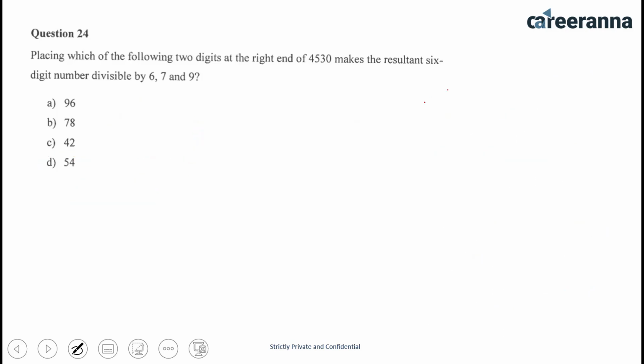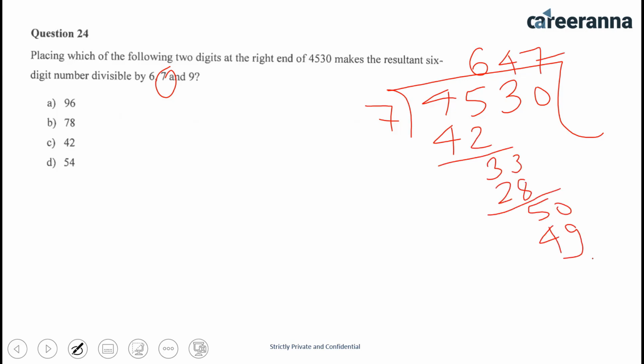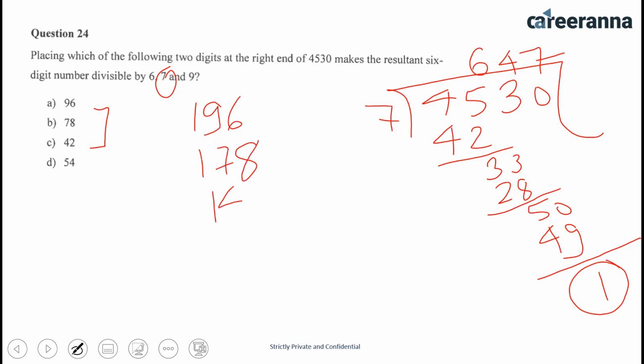Now since we have this number 4530, we can divide this number by 7 because only 7 is remaining. So at least what we'll be doing, we'll be getting the remainder. So 7 6s are 42, 3 4s are 28 and 50, that is 749. So 1 is going to be our remainder. Now for all these three options, add this 1 before all these numbers, like for example 196, 178 and 142. Now check whether these numbers are getting divisible by 7 or not. So let's check for all the three numbers.